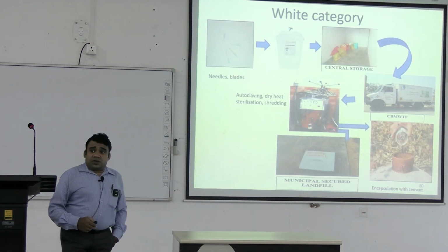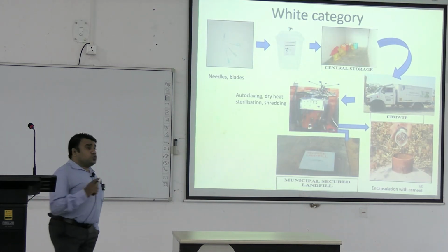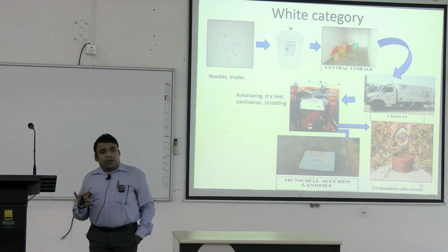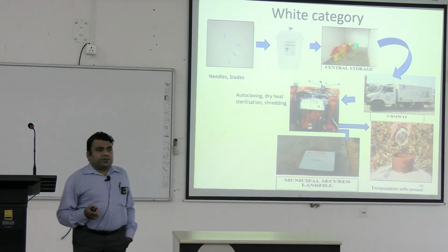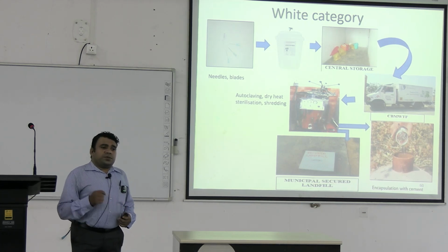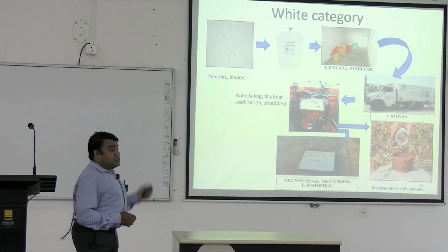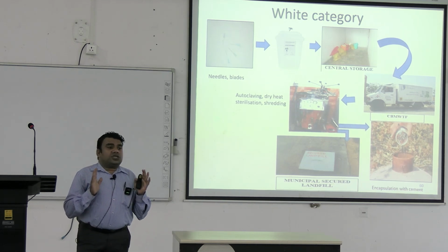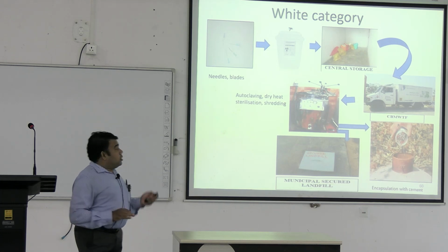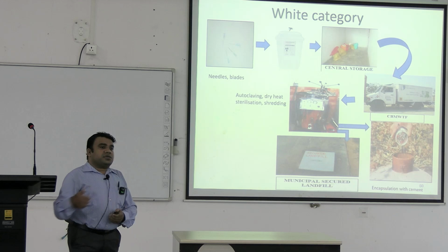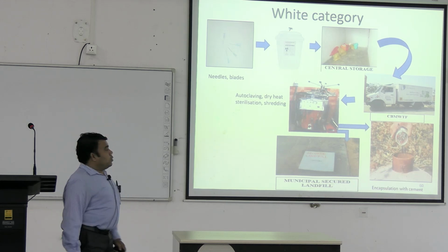Next comes the white category. The white category is used to dispose of all sharps, including needles and blades. Because they are sharps, people might get sharp injuries from them. So this is not a plastic bag. Rather, it's a puncture-proof container, white in color, so that it is not injurious to the people who are collecting the waste.